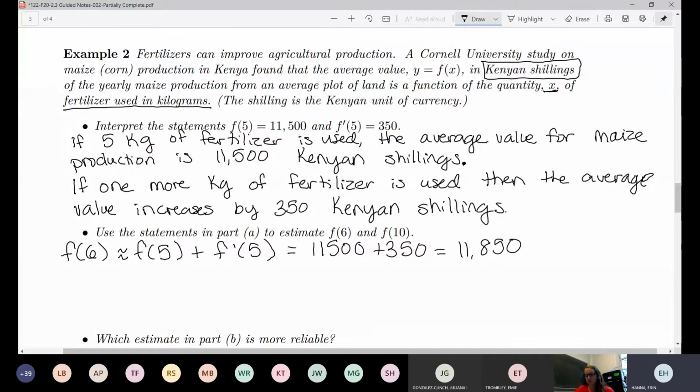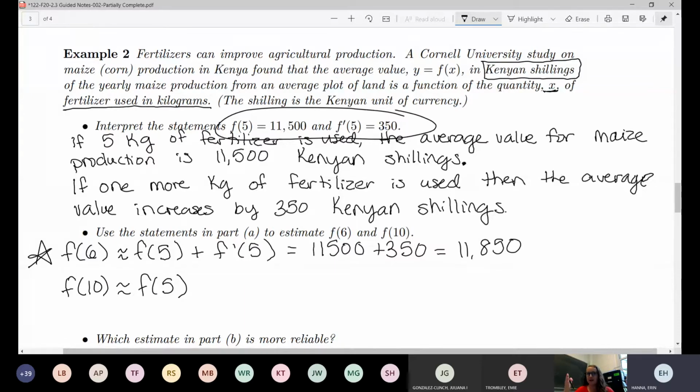Well, first off, you don't want to use the estimations you just found. If you ever do some of these and you find some estimations, do not use the estimations you just found. But we can still use this f of 5 and f prime of 5. It's just going to get a little more wishy-washy. So if I want to start trying to estimate f of 10, I know that I have to start with f of 5 because that's the only value that I'm given originally.